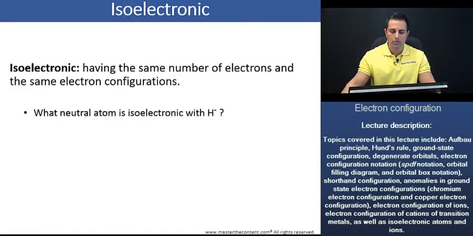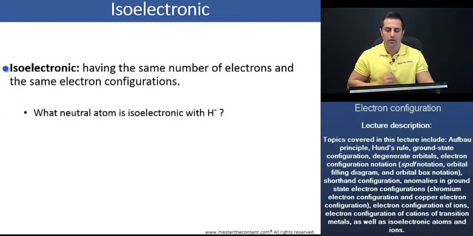Now, a term that we should be comfortable with is isoelectronic. When different atoms or ions have the same number of electrons and have the same electron configuration, they're then said to be isoelectronic. Now, let's go ahead and read our definition: having the same number of electrons and the same electron configurations.